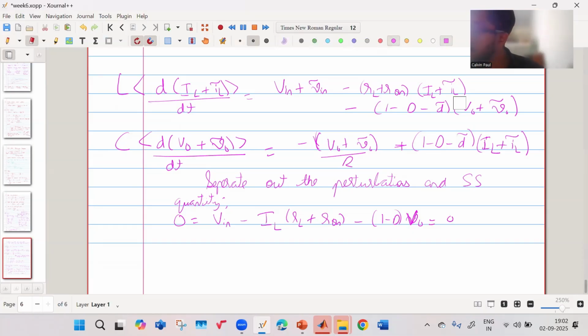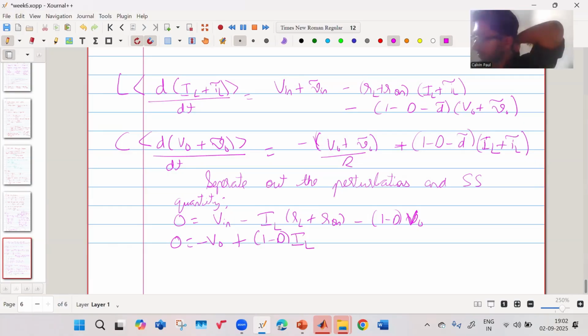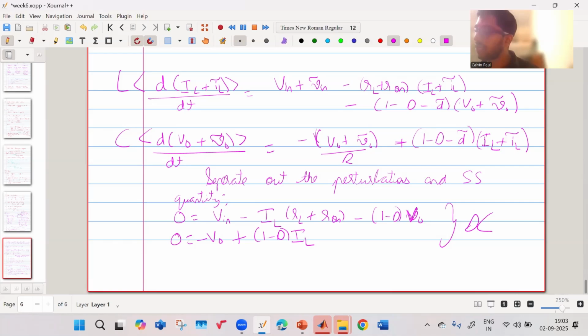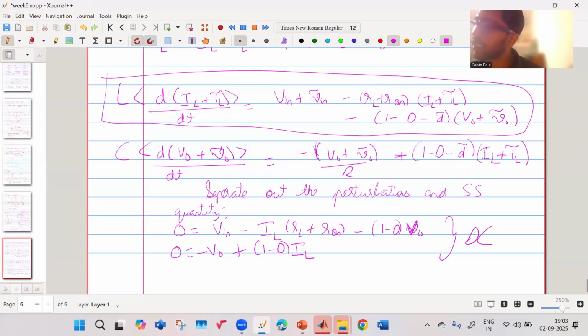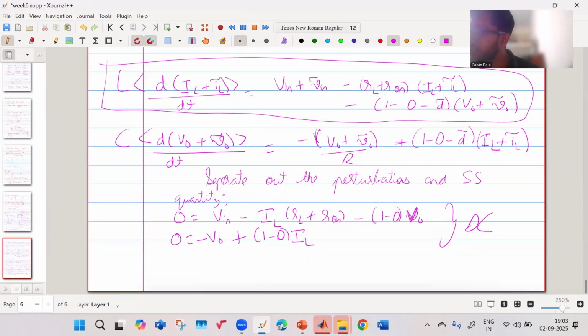Okay. Similarly, for your capacitor current, you have 0 is equal to minus V_0 over R plus (1 minus D) into I_L. Okay. So these are the DC quantities. Right? But we are interested in the AC quantity. That is this equation. This equation we have to simplify. So whatever the DC terms we will ignore because they are already taken into account. Now we just need to focus on the AC terms, right?